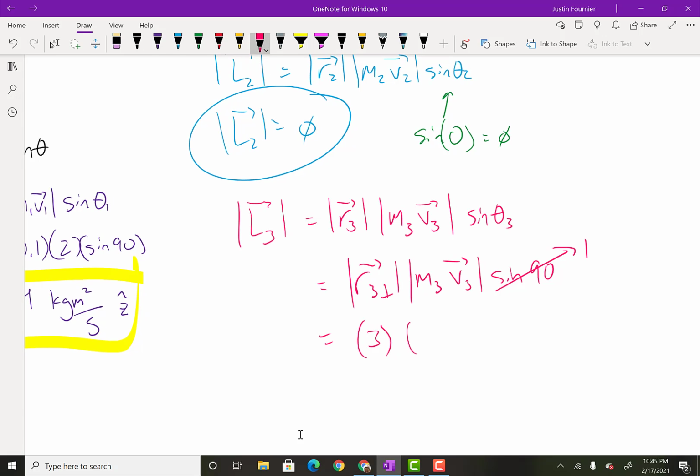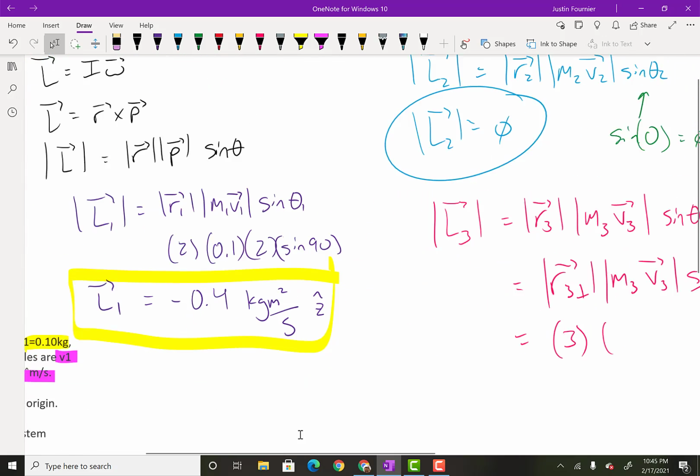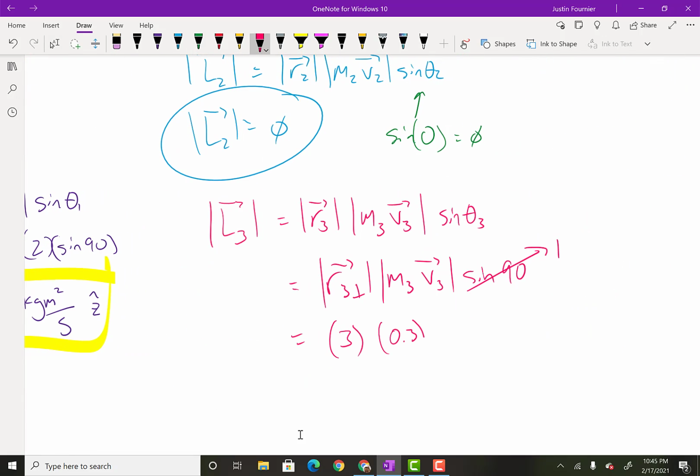So m3 is, oh shoot, what was m3? 0.3. Oh yeah, it's a nice little convention. And then 1.5. So this I am going to need to calculate out. I'm not that clever. 3 times 0.3 times 1.5, and I get about 1.35. So my angular momentum of 3 is 1.35, again in kilograms meters squared over seconds.